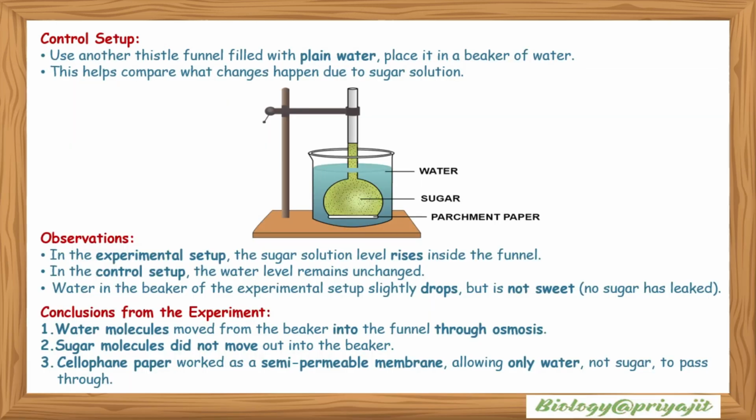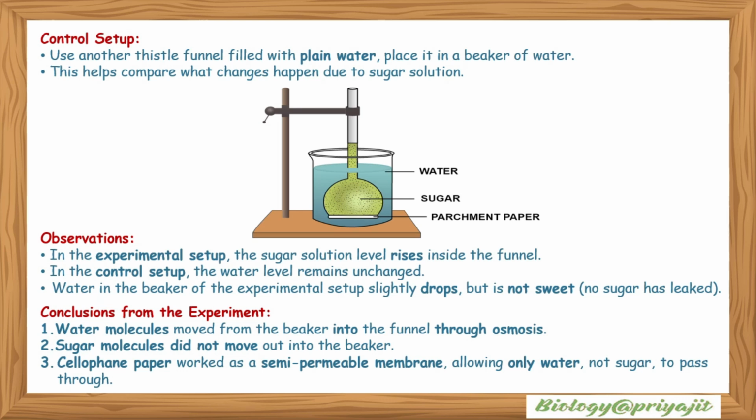Control setup: use another thistle funnel filled with plain water and place it in a beaker of water. This helps confirm that the changes happen due to the sugar solution. Observation: in the experimental setup, the sugar solution level rises inside the funnel. In the control setup, the water level remains unchanged. The water in the beaker of the experimental setup slightly drops, but is it sweet? No, because no sugar has leaked there.